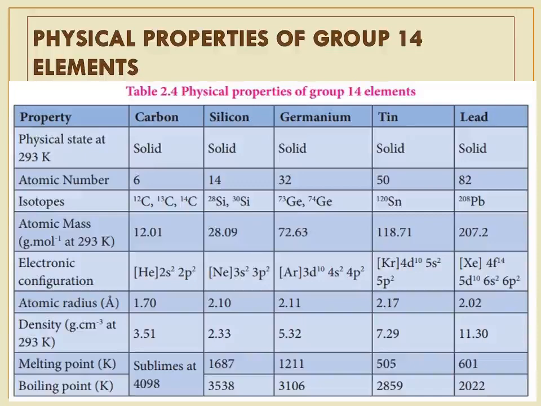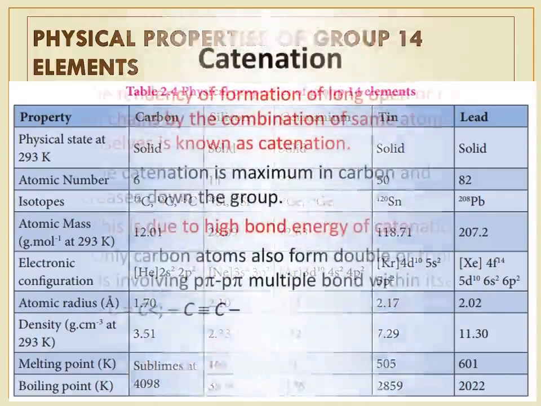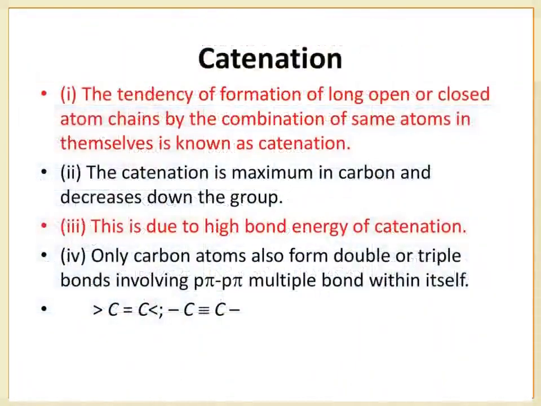What is catenation? The tendency of formation of long chain, that may be open chain or closed chain, by the combination of same atoms in themselves is called catenation. The ability of an atom to form a chain. See the fifth point: C with double bonding C and C with triple bonding C. In this way they will form a long chain, that is the formation of catenation.